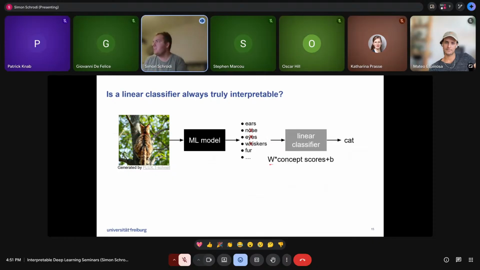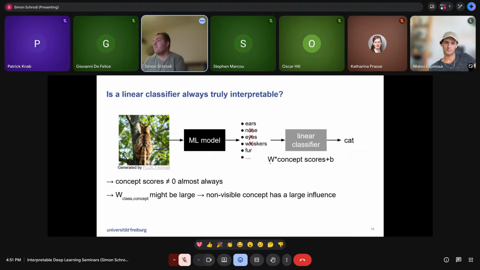And if you look now at this linear model, then we have this W of large weights, and concept scores also often are non-zero, as it turns out. And then what happens is that all of a sudden these non-visible concepts still have a sometimes relatively large influence on the prediction. And this is very non-interpretable and non-sensible, I guess, that these concepts which are non-visible have such an impact.